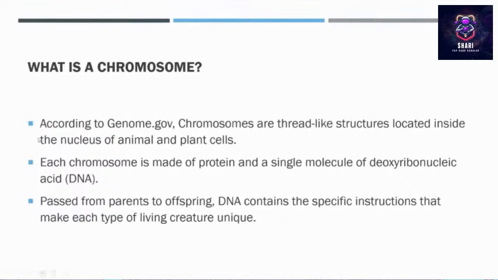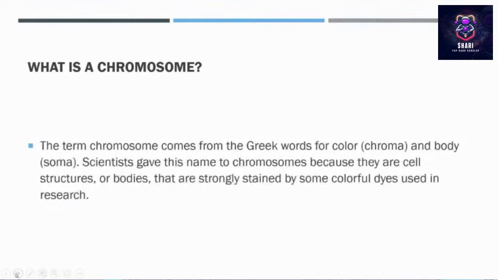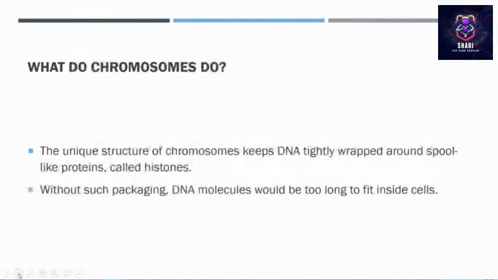Okay, and I know in the beginning this says nucleus of animals and plants. That also extends to humans. Your DNA is in the nucleus of your cell. And here, the term chromosome comes from the Greek words for color, chroma, and body, soma. Scientists gave this name to chromosomes because they are cell structures or bodies that are strongly stained by some colorful dyes used in research. So, just a little bit of background on how chromosomes got the name chromosome.